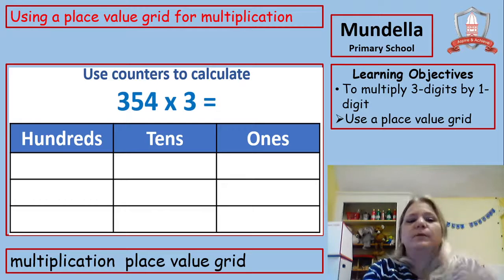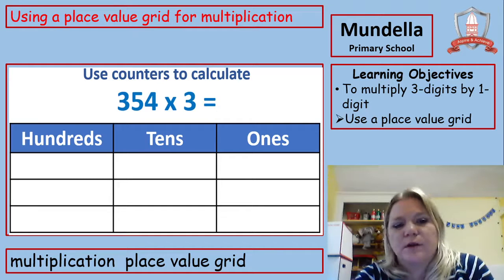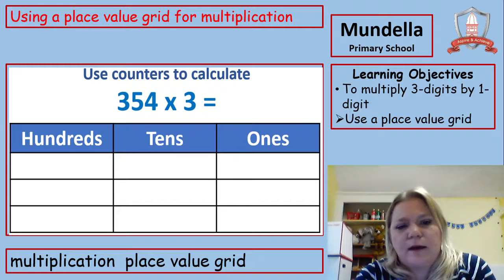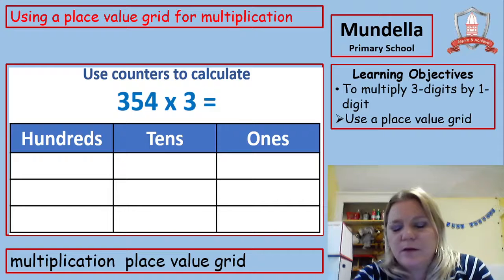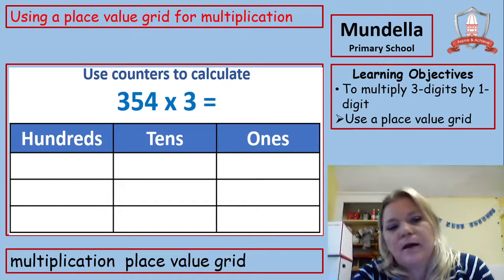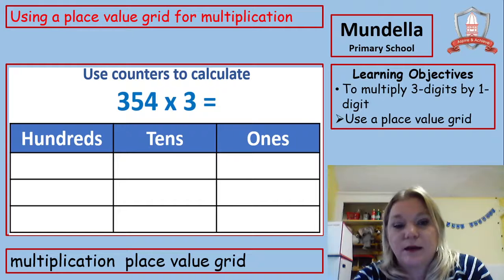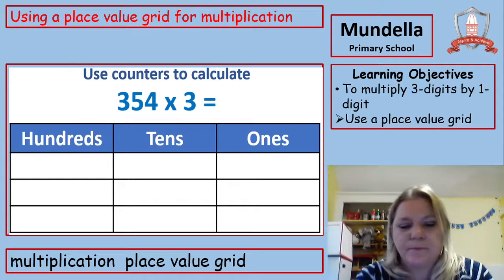So now, what I'd like you to do in your books, I would like you to look at this here, 354 multiplied by 3. We're going to use place value grid again, and this time we're going to use counters. You'll have hundreds counters, tens counters, and ones counters. In your books, if you can draw the table and the counters, the right amount of counters that you need for each row, and we'll go through it together in a moment, how we multiply those numbers. Pause the video now and set out your work.